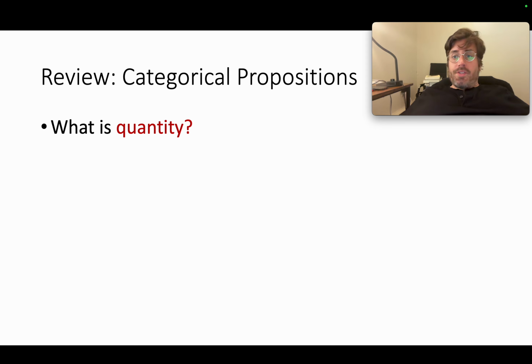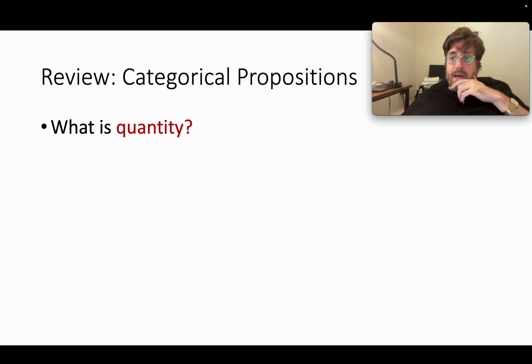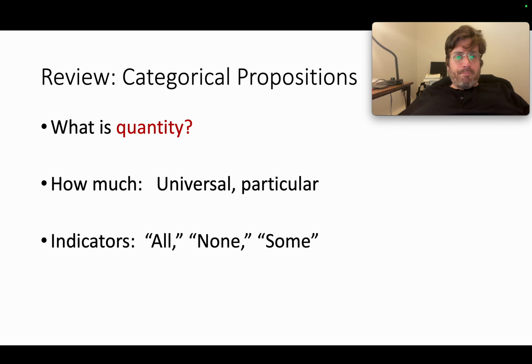Okay, so let's do a little bit of review of some of these concepts. We have quantity. I was just mentioning this. Quantity refers to the "how much" of the class terms. Is this universal or is it particular? If our S group is being described with terms like all or every, the how much is universal. But if it's some or a few or this kind of language, it's got to be particular. Indicators are all, none, and some.